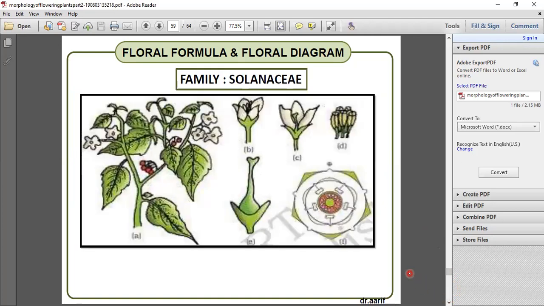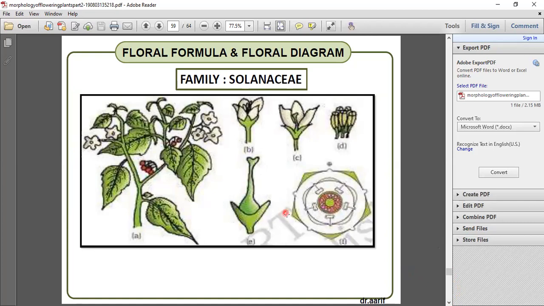So the next family we are going to discuss is Solanaceae. Any doubt till now, beta? No, ma'am. So let us talk about Solanaceae. Solanaceae is the family which has potato, tomato, brinjal. All of them belong to the Solanaceae family.